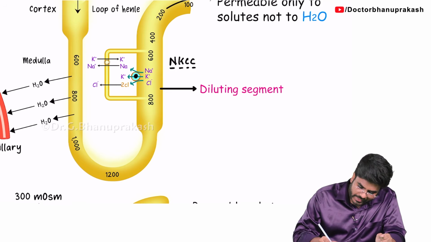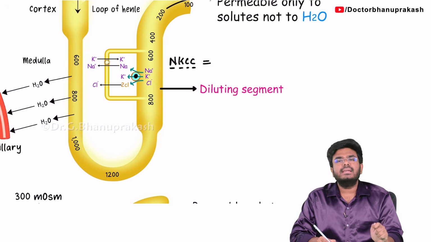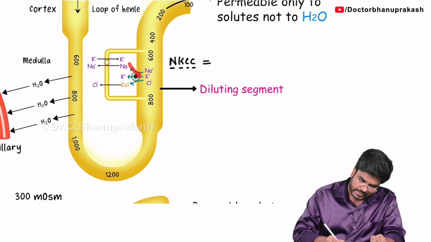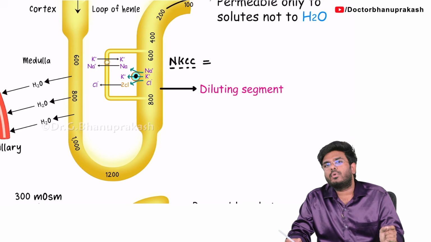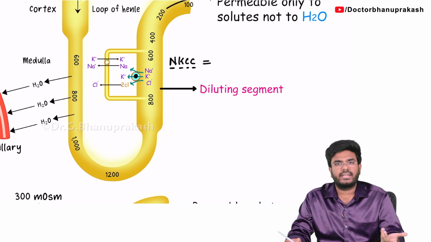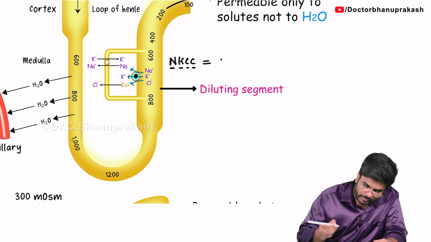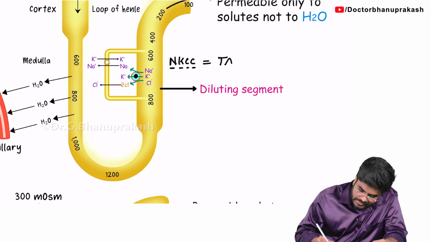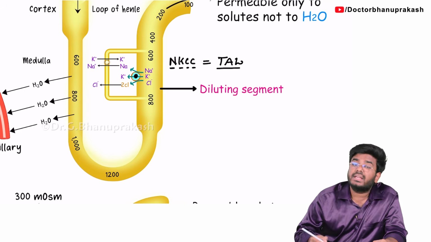Now, if I am the examiner, the question that I will ask is: the NKCC transporter, where is it located? Is it located in the Bowman's capsule, PCT, DCT, loop of Henle, ascending limb, descending limb, something like that? The NKCC transporter is present in the thick ascending limb of the loop of Henle.